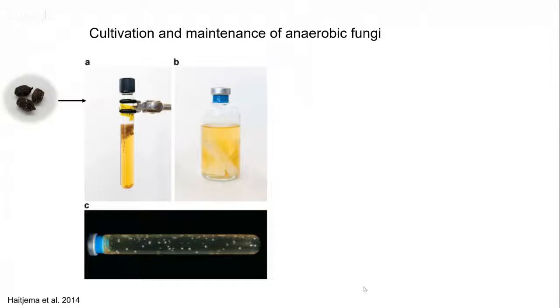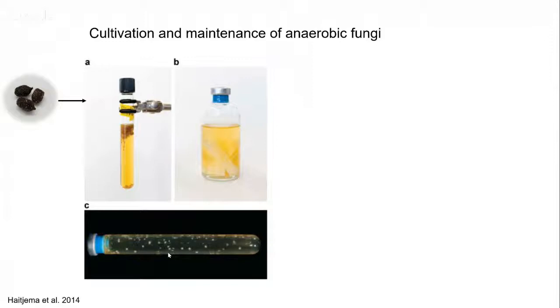What you're seeing here on the left is a fungi tube with some reed canary grass in it, and it's already floating to the top. On the right is a bottle of media with just filter paper as a carbon substrate. And on the bottom is how we isolate these anaerobic fungi.